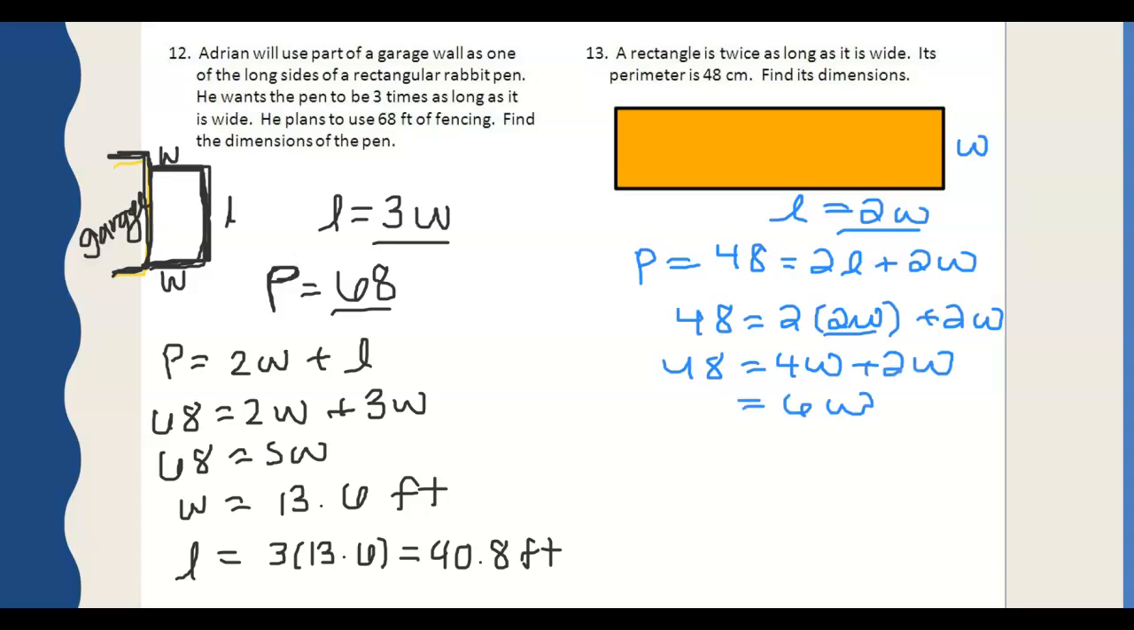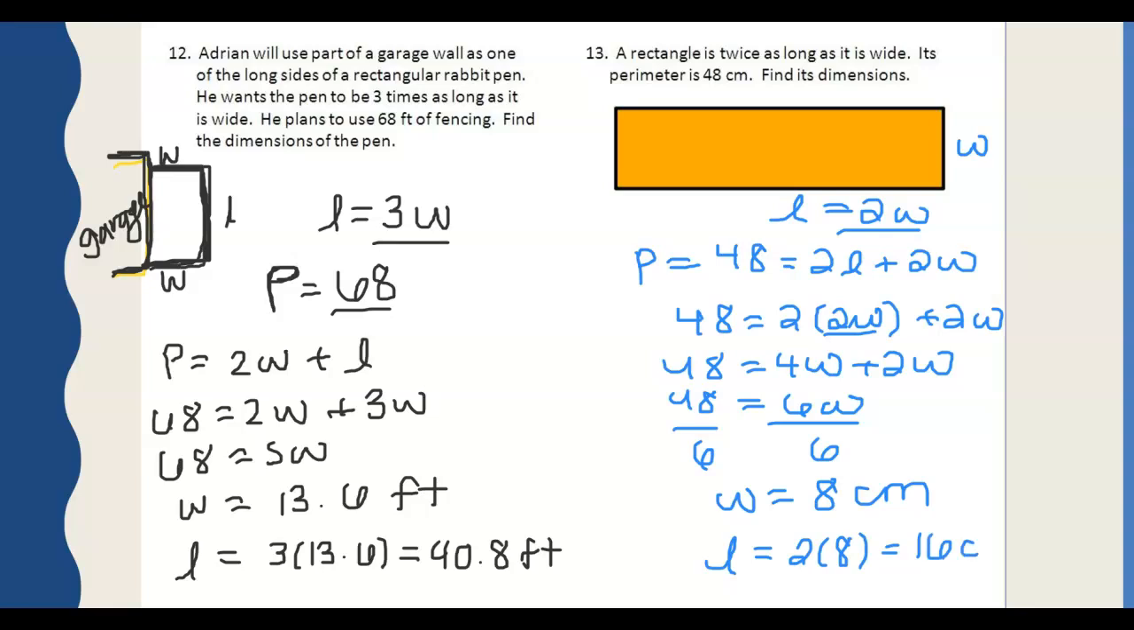Combining like terms. And solving for our variables. So we get W is equal to 8. And L is equal to 2W, or 16.